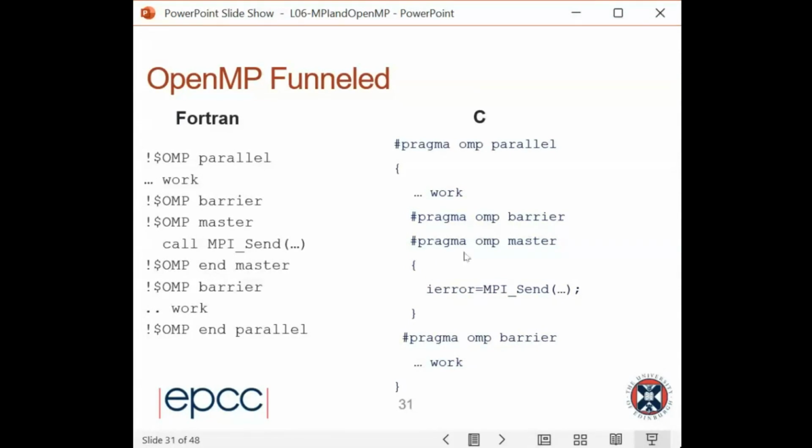And what we're saying is, you, the programmer, have said that only the master thread will do the communications, and so you put a hash pragma OMP master there. So all the threads are executing this region, but only a single thread, the master thread, will call the send, and the barrier is needed because master doesn't have a barrier at the end.